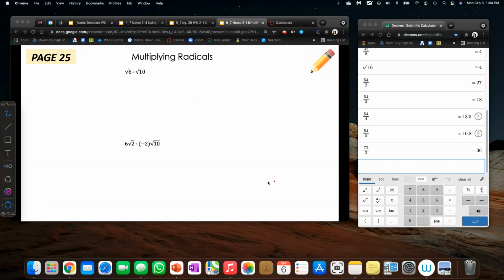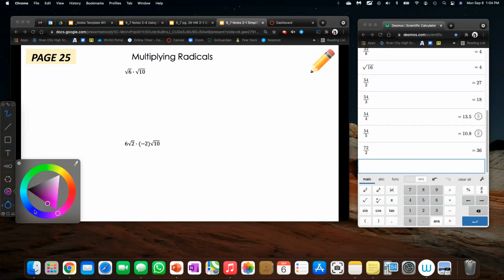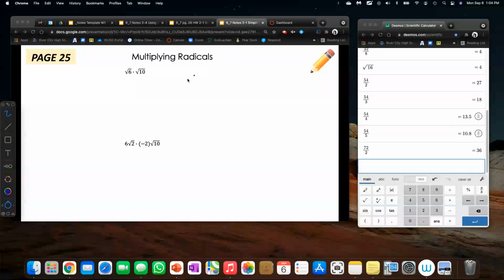All right, so now let's talk about multiplying radicals. When we're multiplying radicals, you can kind of think of it as like terms. If they're both under the radical, we can multiply them. If they're both on the outside, we can multiply them. So here we have the square root of 6 times the square root of 10.